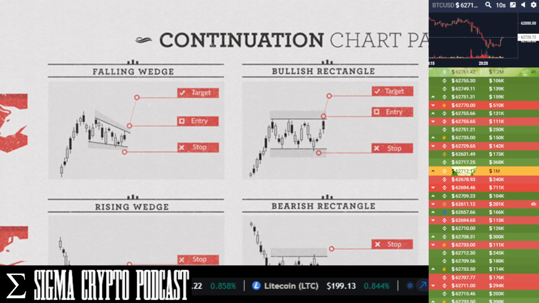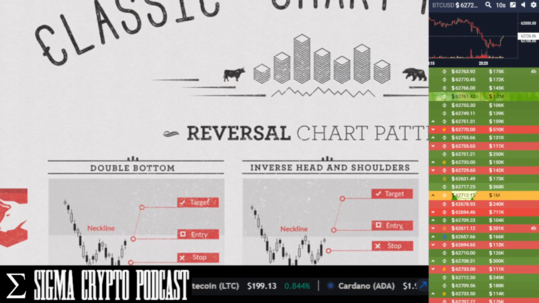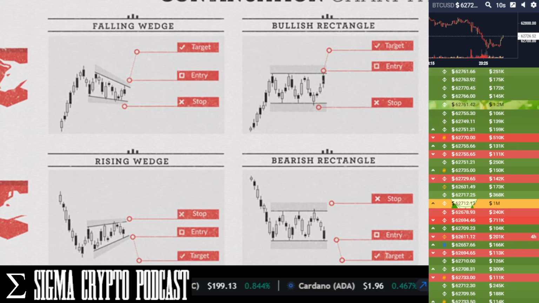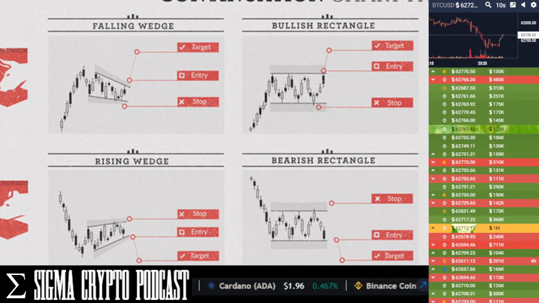And I just added this image here with the different Bulkowski chart patterns. I added this in the TA resources channel.